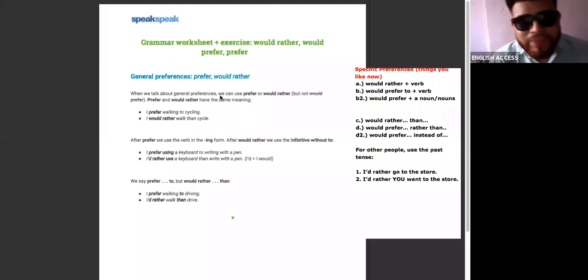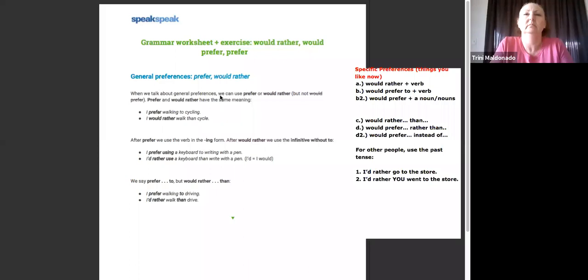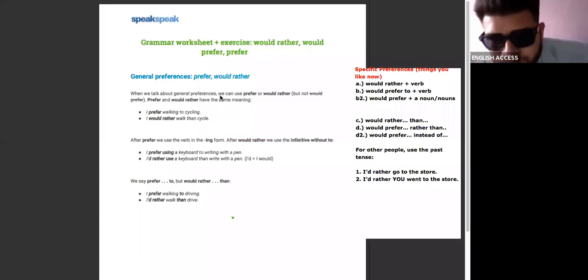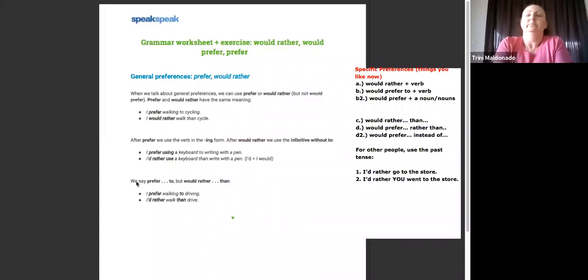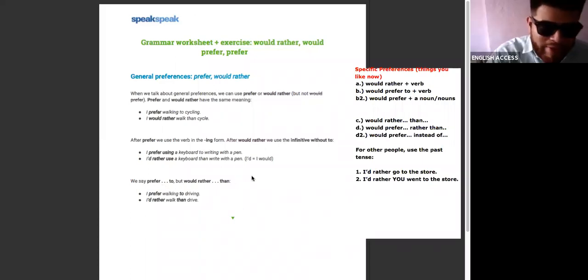After prefer, we use the verb in the ing form. After would rather, we use the infinitive without to. I prefer using a keyboard to writing with a pen. I'd rather use a keyboard than write with a pen. Me too. And we say prefer to and would rather than. I prefer walking to driving. I'd rather walk than drive.